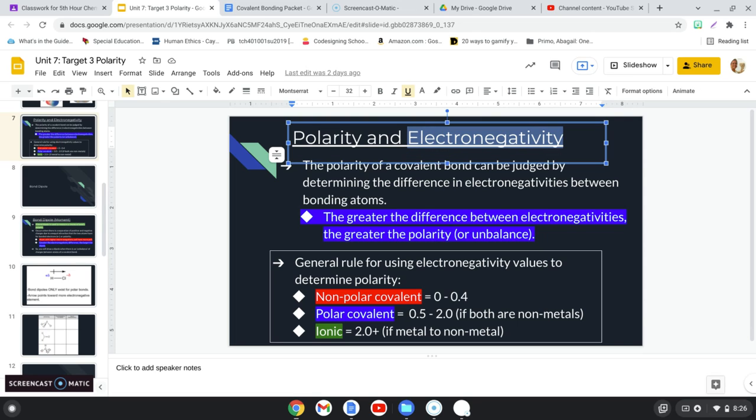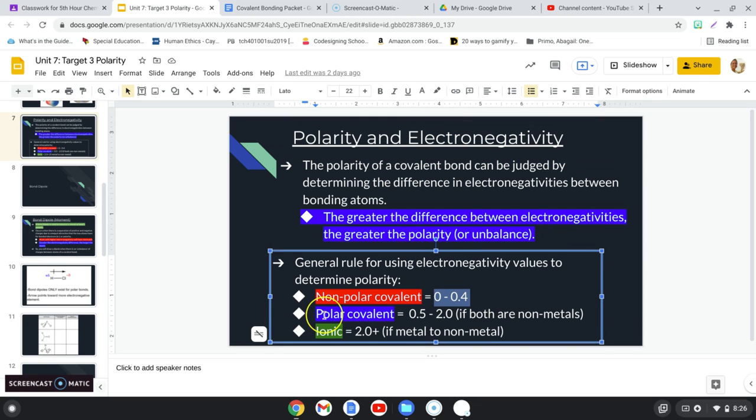So what we noticed is the smaller elements tend to be more electronegative, the larger elements tend to be less electronegative. So in order to be nonpolar, you've got to be in this range. Polar covalent, if both are nonmetals, would be 0.5 to 2. Anything at 2 or above, if it's a metal to a nonmetal, it is ionic.